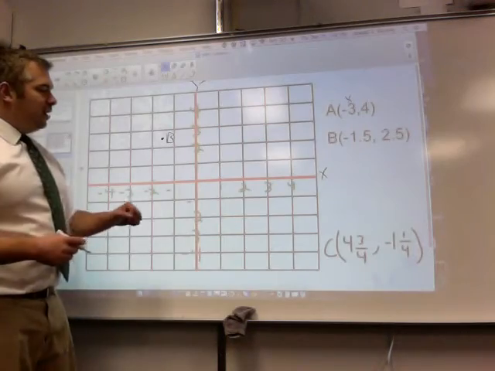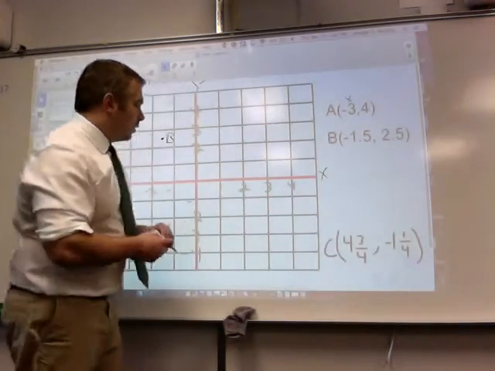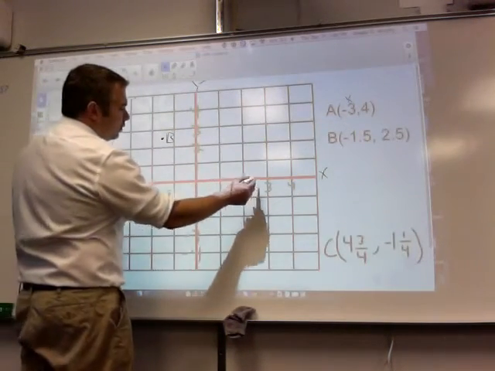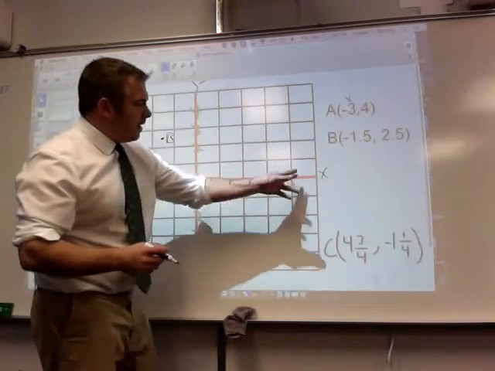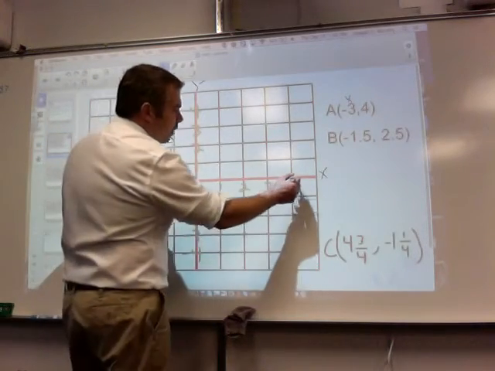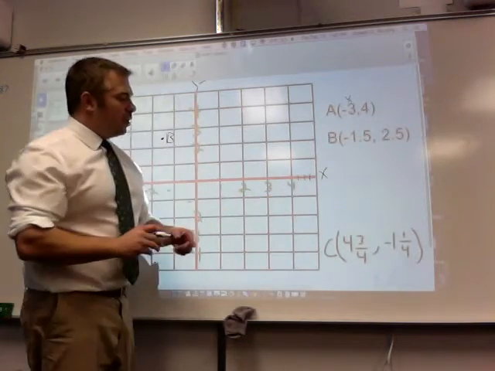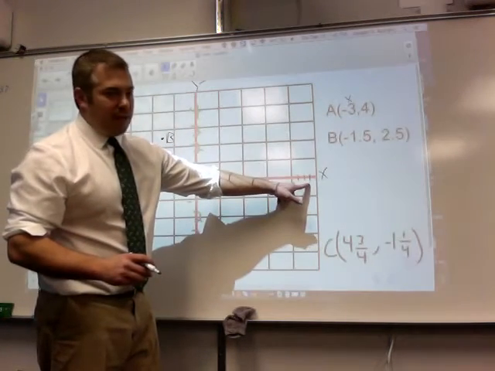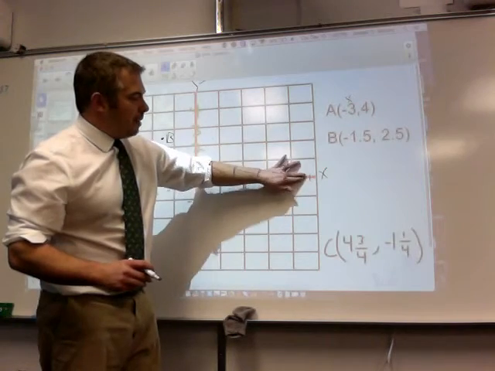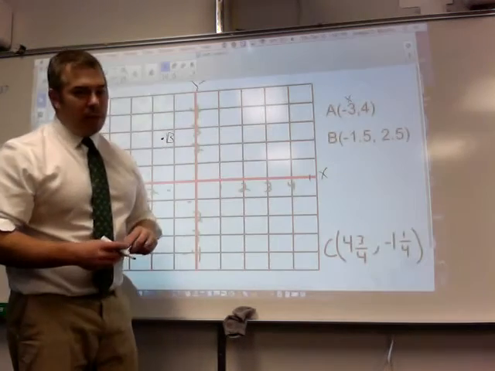All right, C is positive 4 3/4. So I go on my x, 1, 2, 3, 4. Now I've got to kind of mentally break this up into quarters. That would be 4 1/4. That would be 4 1/2. 4 3/4. So 4 3/4 is about right there. Okay, I'm going to leave my mark there so I remember where that was.